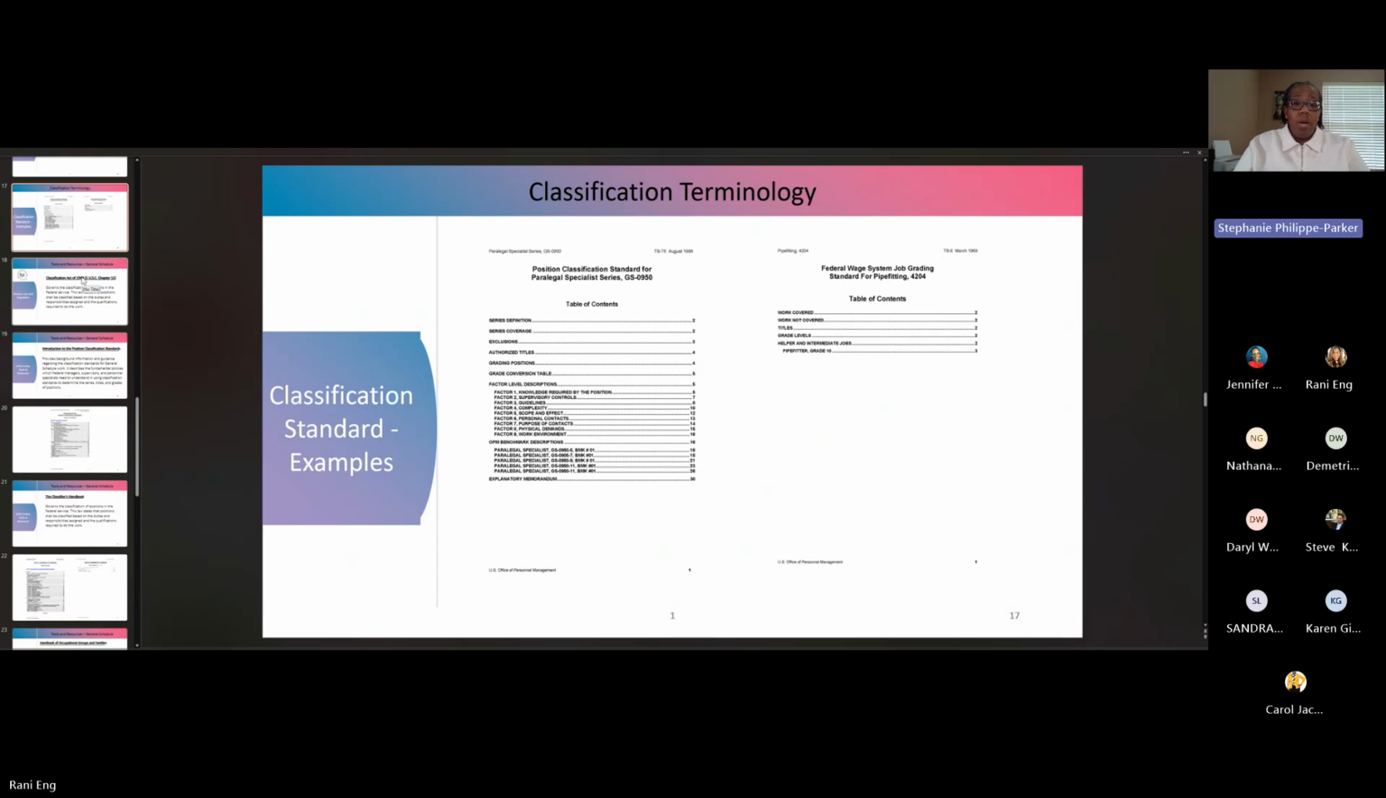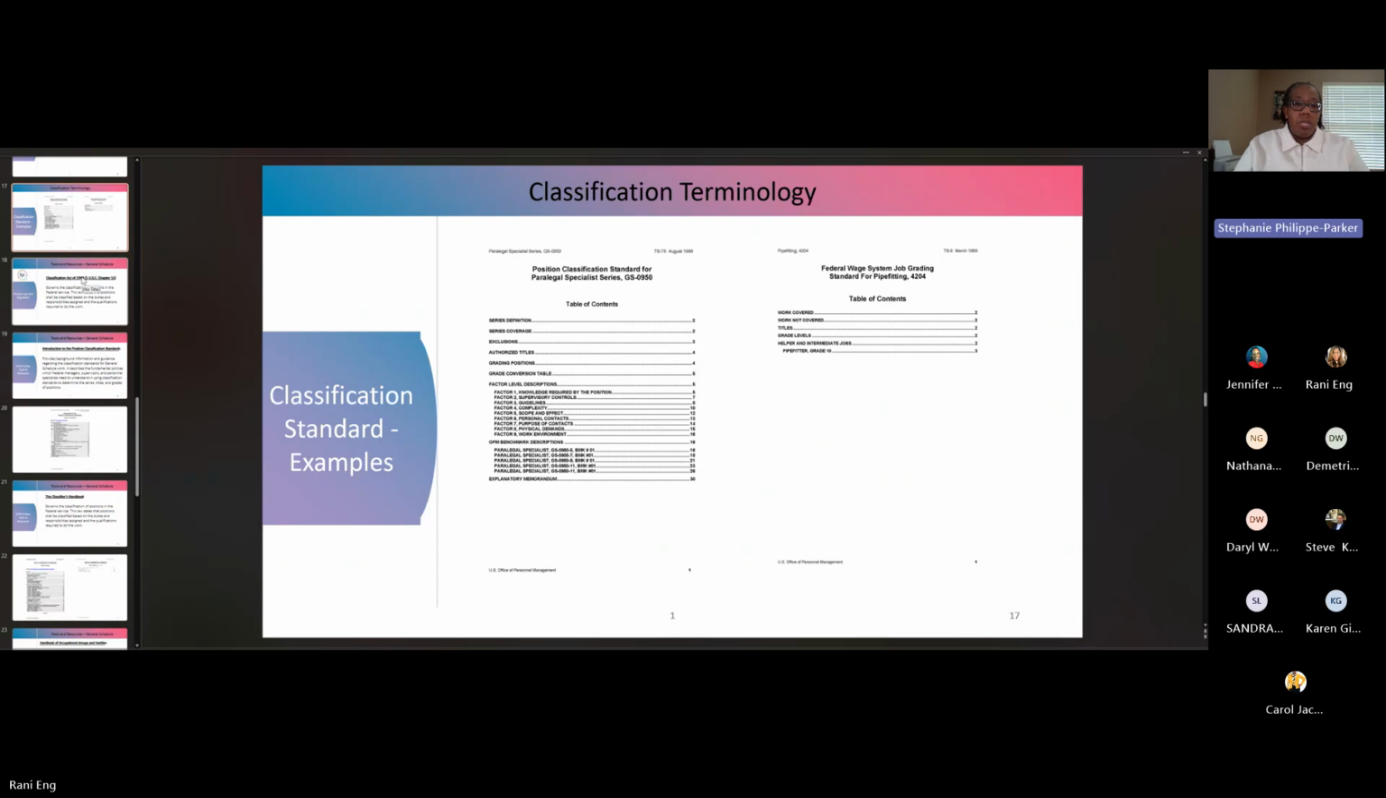On the right, you have the wage grade classification standard for a WG 4204, which is a pipe fitter. In this example, it sort of goes over similar areas as the general schedule, which is it gives a series definition, work not covered, and appropriate titling.